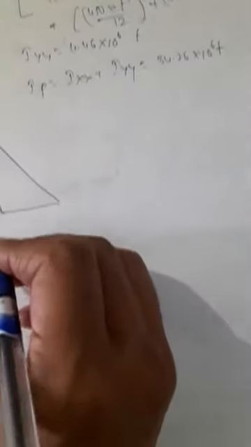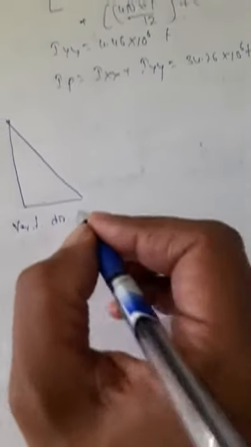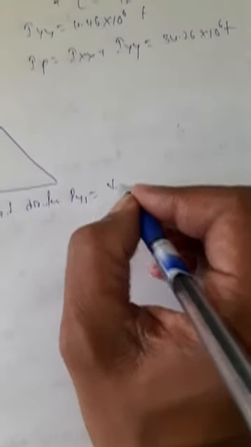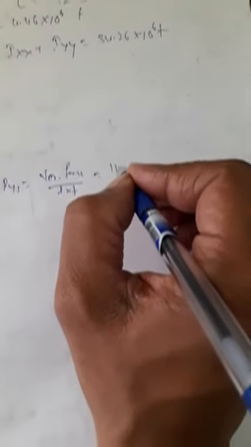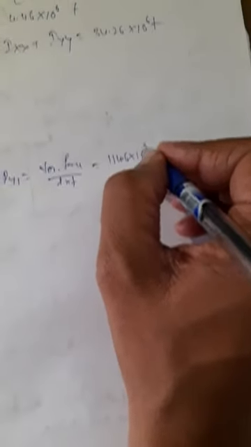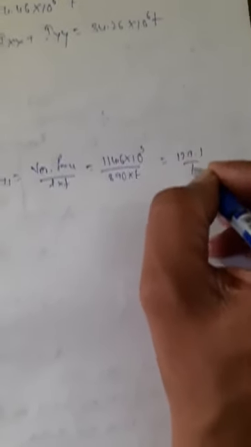Next, vertical direct force Ry1 is equal to vertical force divided by L into T. So vertical force is 114.6 into 10 raised to 3 divided by 890 into T. So I get 129.1 divided by T.